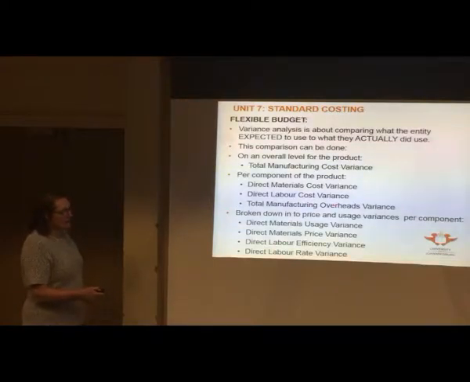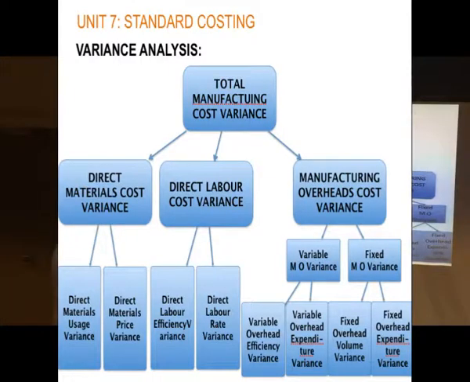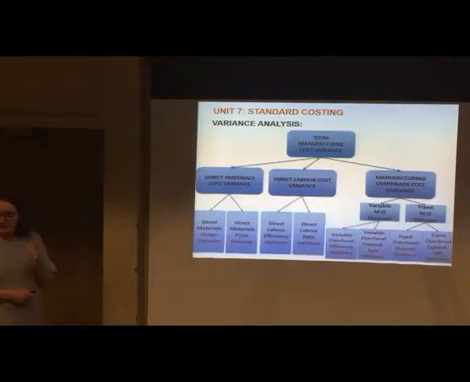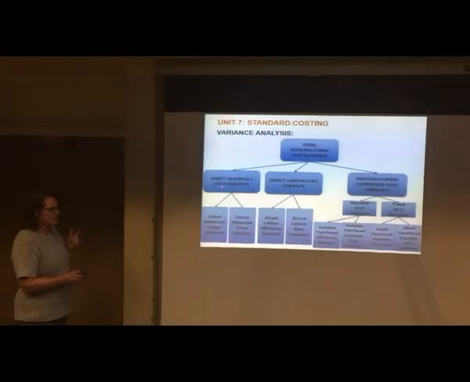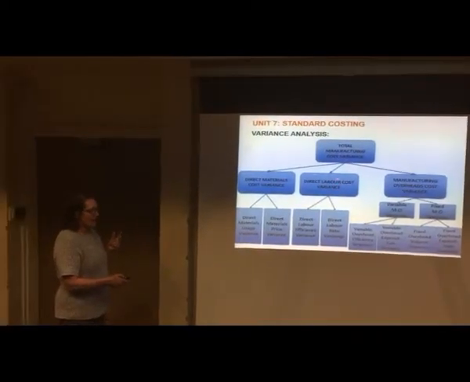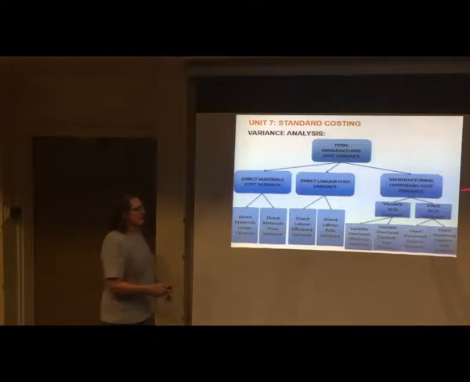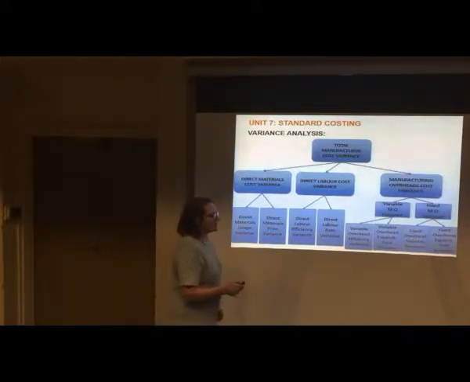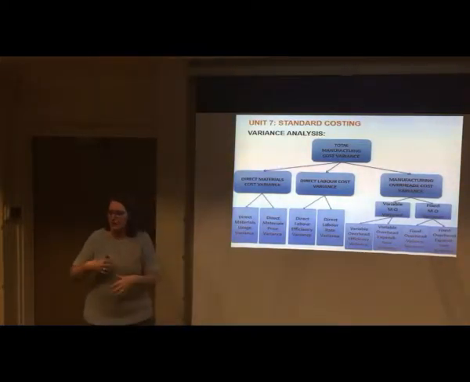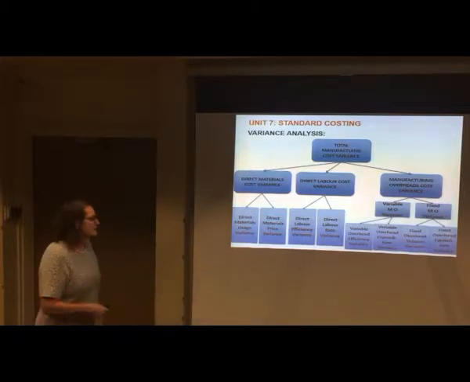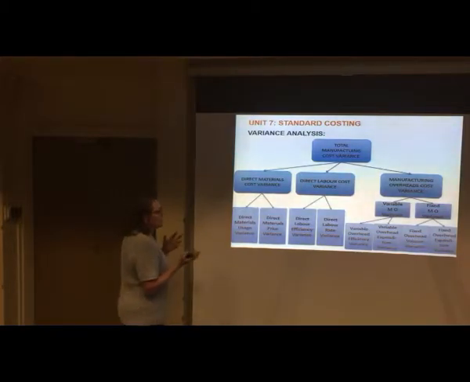The total manufacturing overheads variance can be broken into fixed and variable, and we'll analyze it on that basis. So there's your total manufacturing cost variance. That's the first variance you calculate. Then you calculate your direct materials cost variance, then your direct labor cost variance, then your manufacturing overhead cost variance. You can see the marks are just adding up, hey? These questions are normally for quite a few marks.